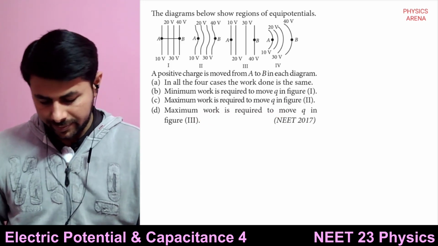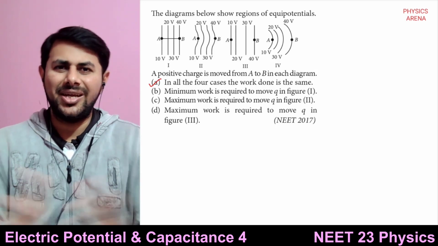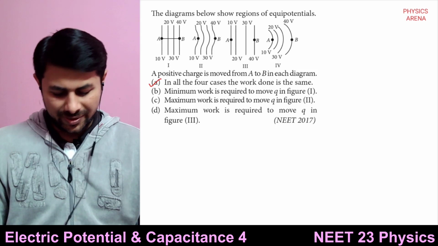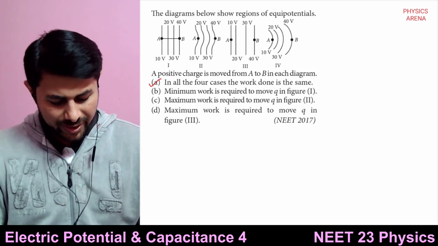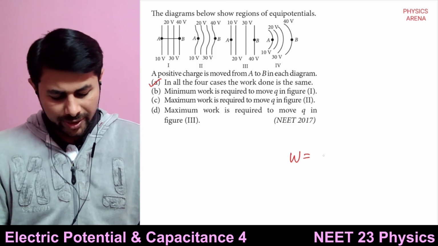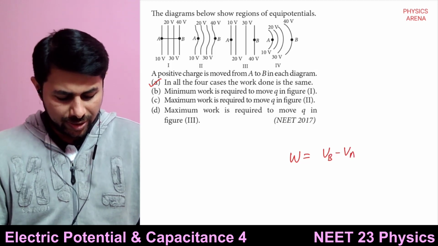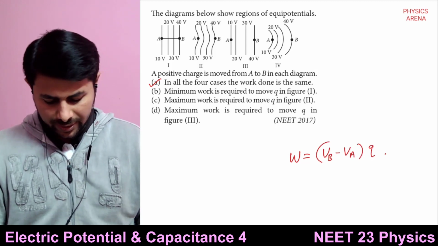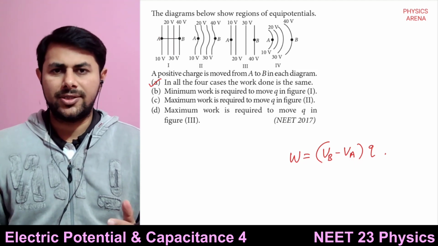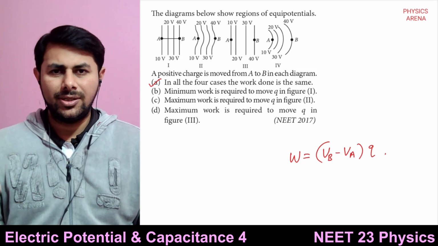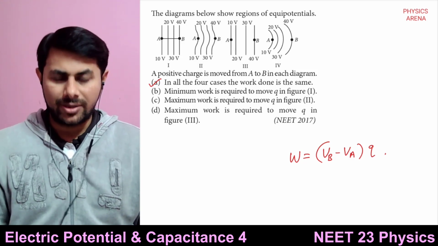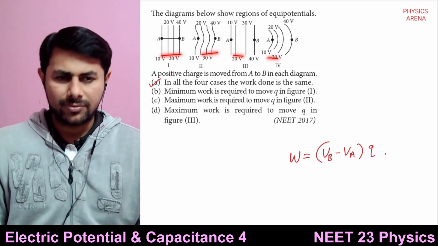Tell me, does the work done depend on the shape of the equipotential surface? It doesn't depend. Work done is just equal to, since you are moving it from A to B, the final potential minus the initial potential multiplied by the charge. If in all four cases the final and initial potentials are equal, that means the same work will be done. There will be the same work done in all four cases, right?